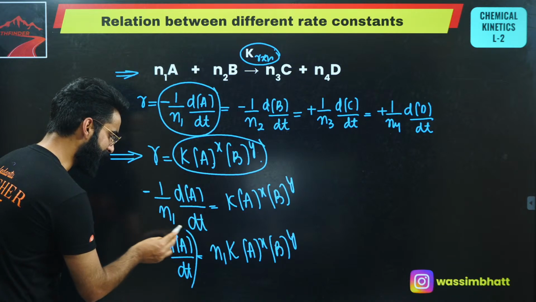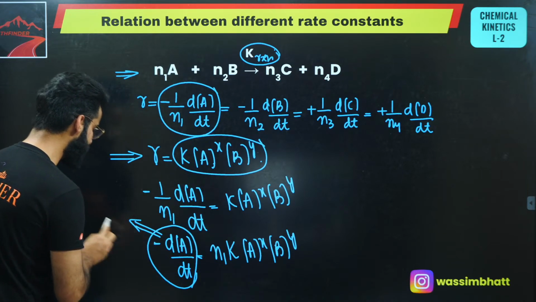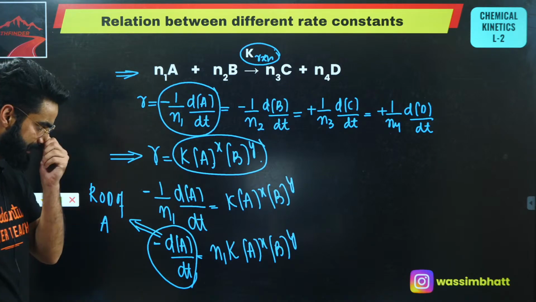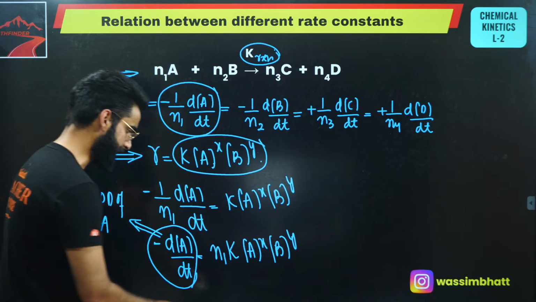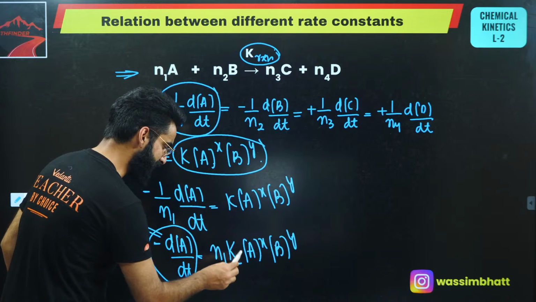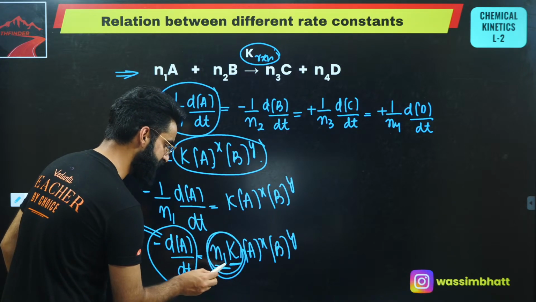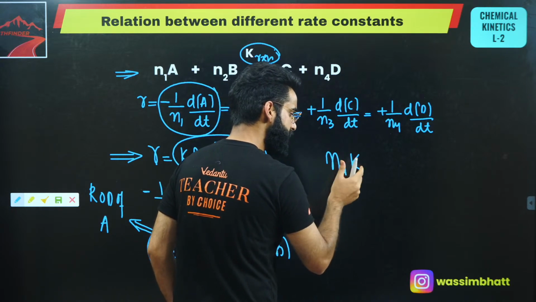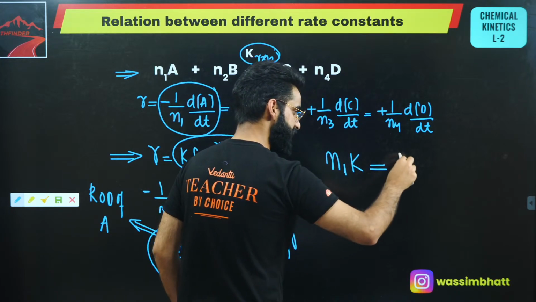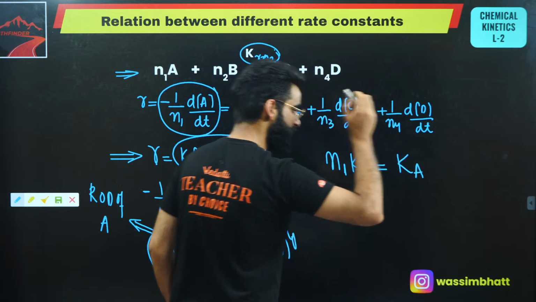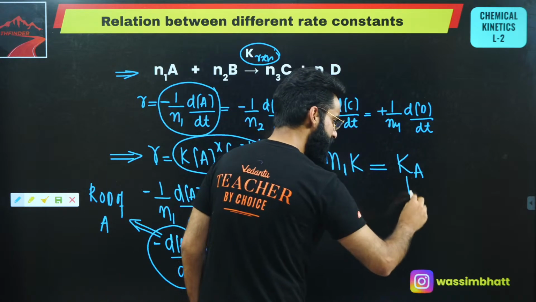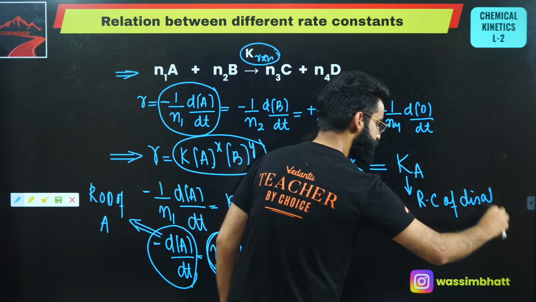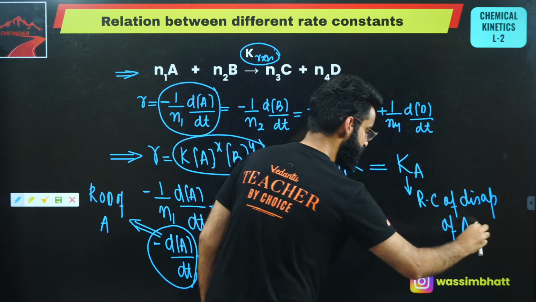What is this minus dA by dt? Minus dA by dt is something which I call the rate of disappearance of A, correct? Now we will see this N1 multiplied by K. Since N1 is a constant and K is a constant, the product of two constants is always a new constant, and this new constant is represented by Ka. What is this Ka? Ka is what we call the rate constant of disappearance of A.